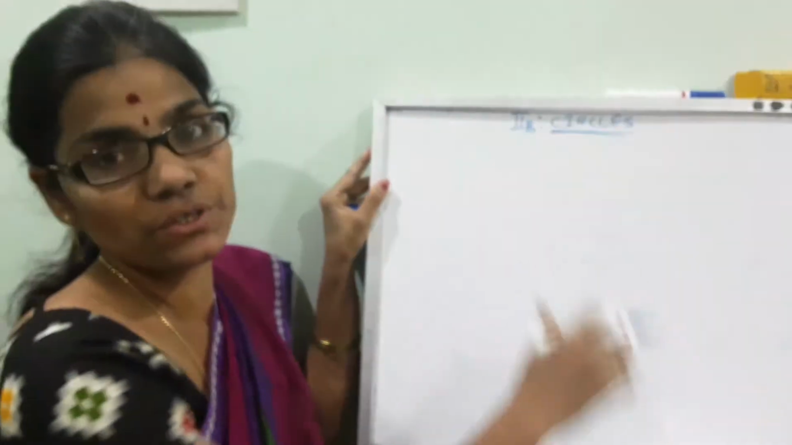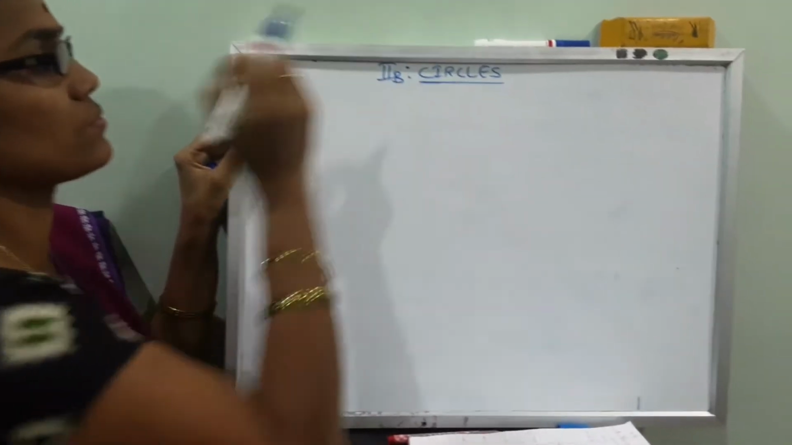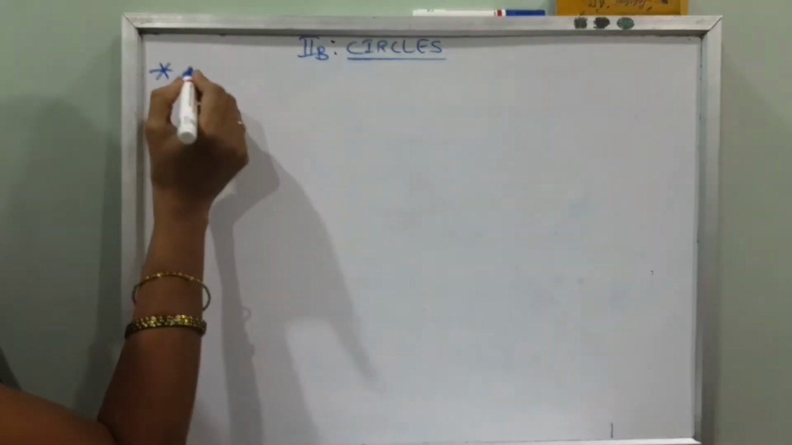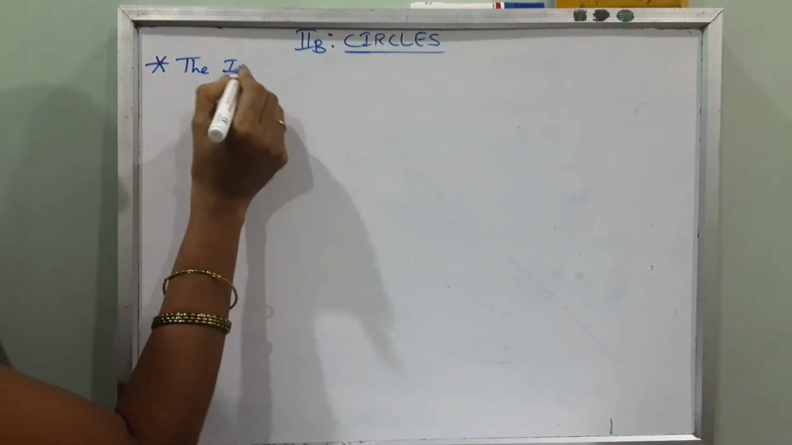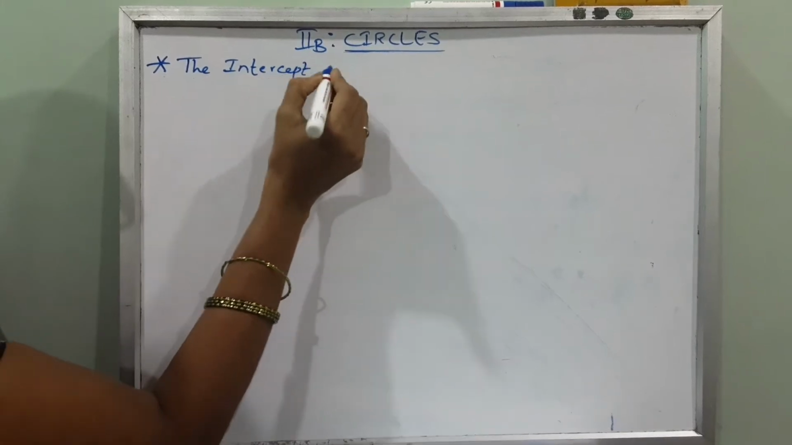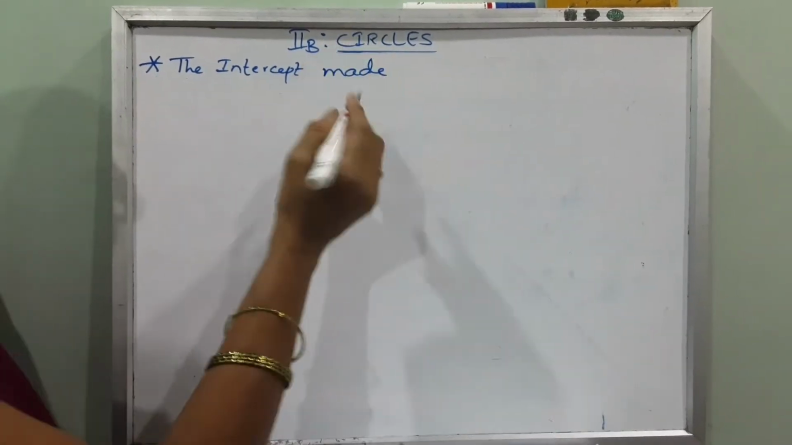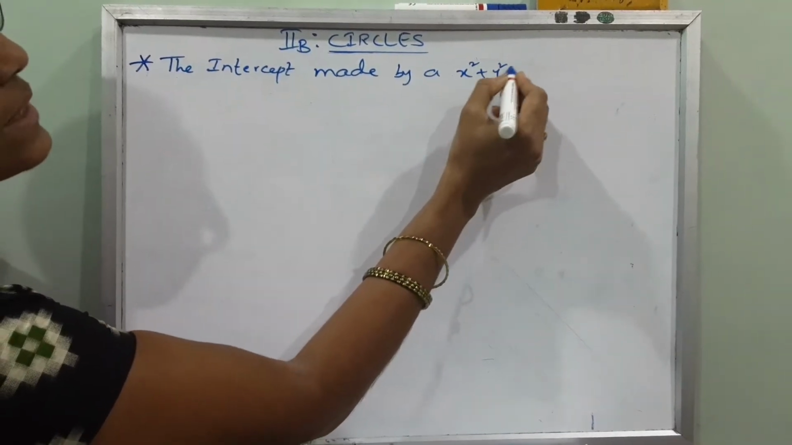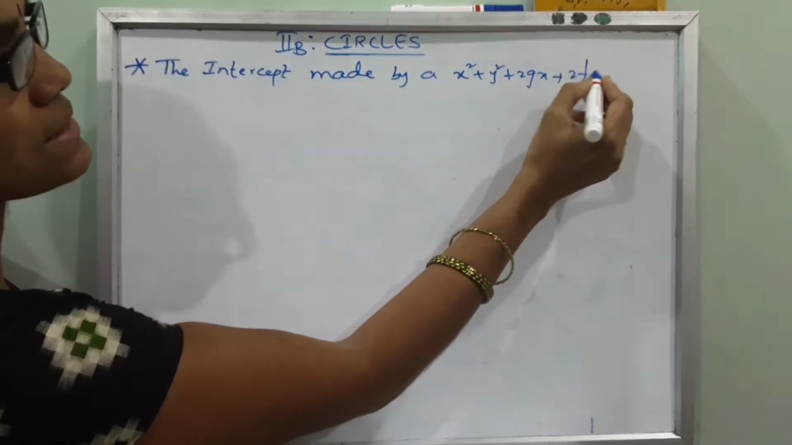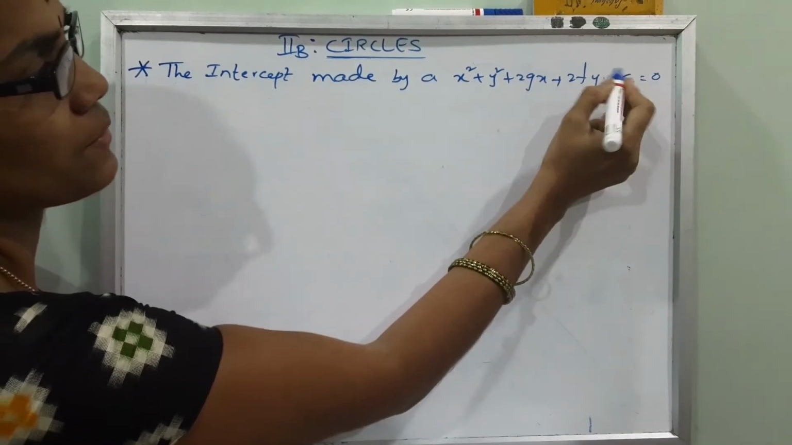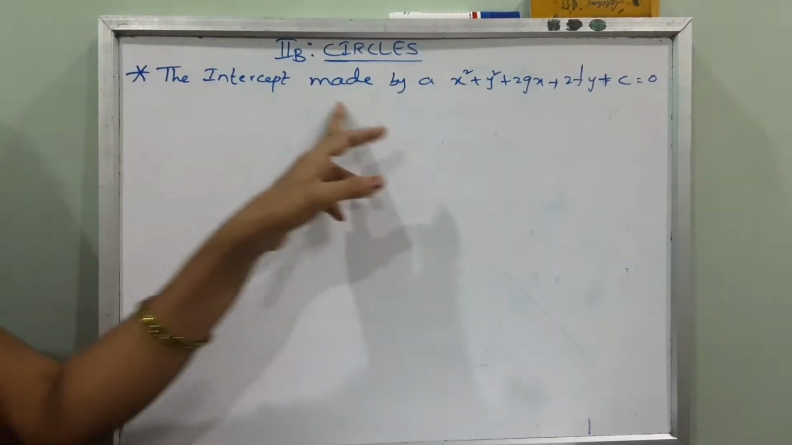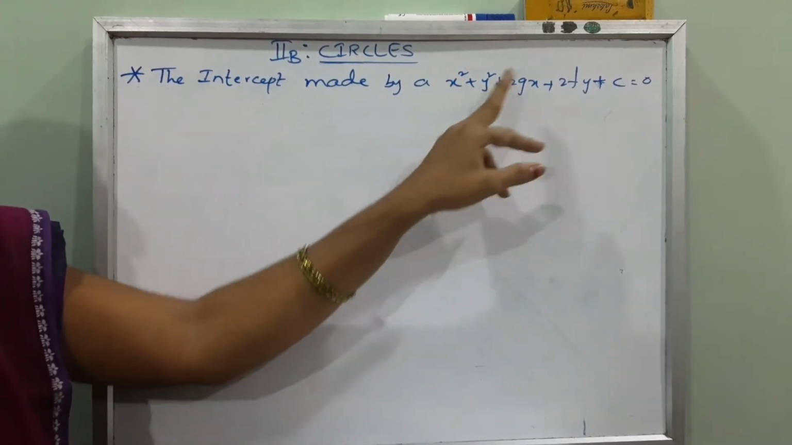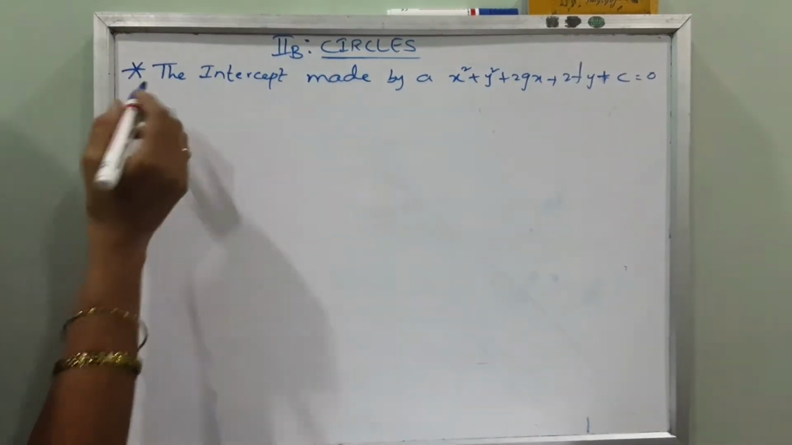Continuation of my previous video on circles. Now, first concept is the intercept made by a circle x square plus y square plus 2gx plus 2fy plus c is equal to 0. This is the general form of a circle.